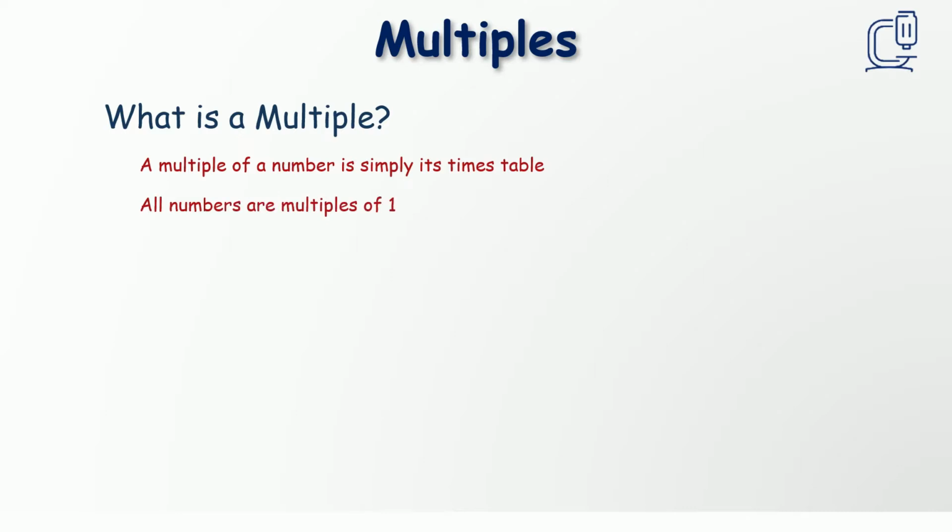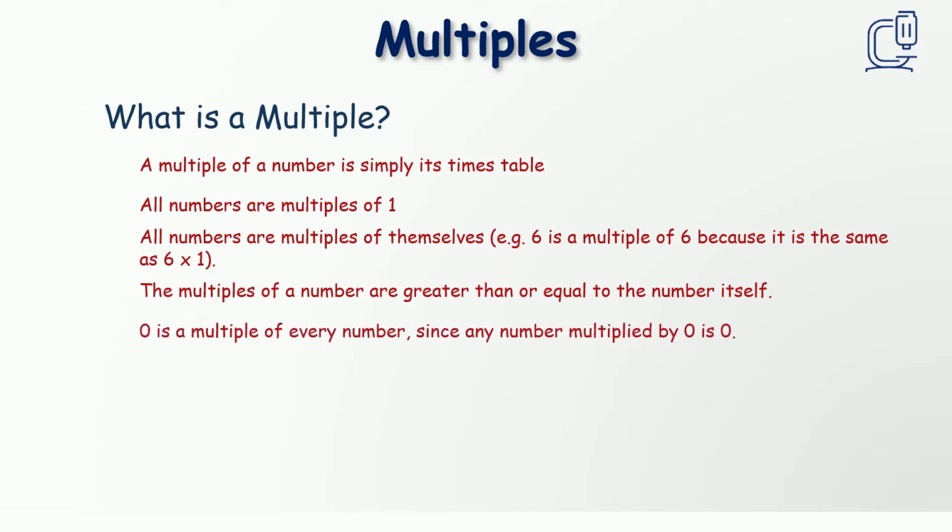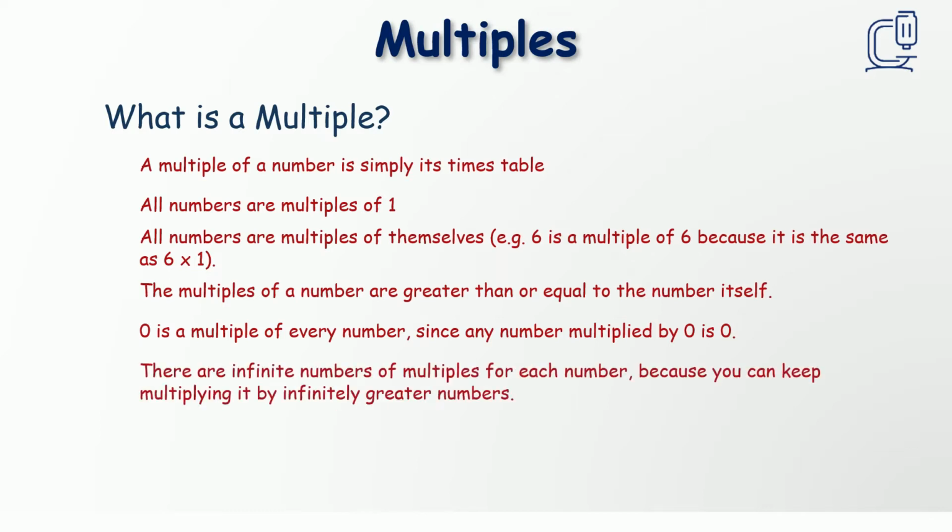All numbers are multiples of 1. All numbers are multiples of themselves. For example, 6 is a multiple of 6 because it is the same as 6 times 1. The multiples of a number are greater than or equal to the number itself. 0 is a multiple of every number, since any number multiplied by 0 is 0. There are infinite numbers of multiples for each number because you can keep multiplying it by infinitely greater numbers.